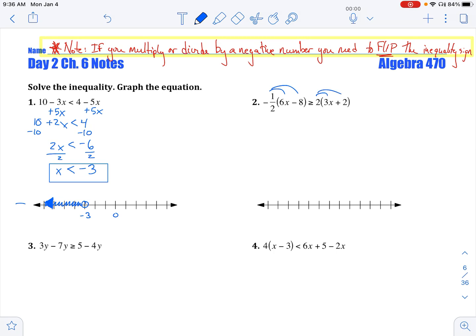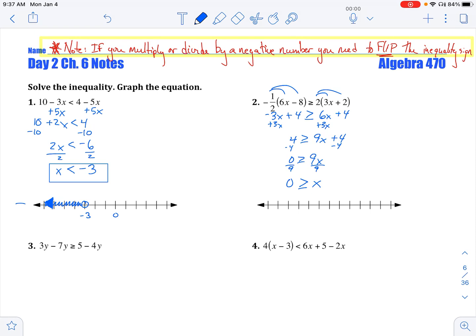So I'm going to distribute on both sides. I'm going to get negative 3x plus 4 is greater than or equal to 6x plus 4. I'm going to move to the side that has more, so I'm going to add 3x to both sides. I'm going to get 4 is greater than or equal to 9x plus 4. I'm going to subtract 4 on both sides. 4 minus 4 will be 0 is greater than or equal to 9x. I'm going to divide by 9. I'm going to get 0 is greater than or equal to x, because 0 divided by 9 is 0.